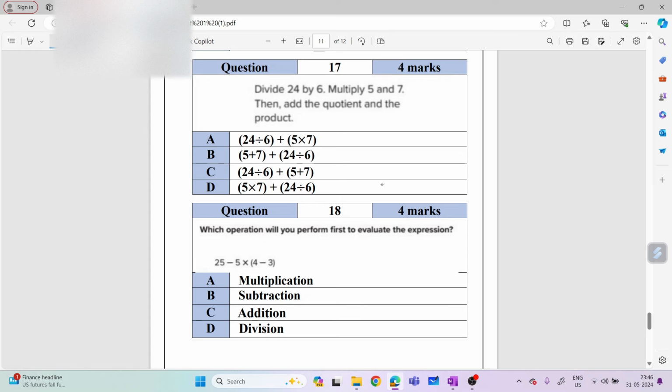See here, you see the sign. Division, here multiplication, here addition. So three signs should be division, addition, minus. So addition, minus cannot be the answer. You see division, addition. This cannot. Your answer should be this and this. So A or D. We'll see. 24 divided by 6, 5 multiplied by 7. So this is the quotient and the product. This is the quotient. This is the product. Here product and the quotient. Order is also important. Quotient and the product. So this is the right answer.